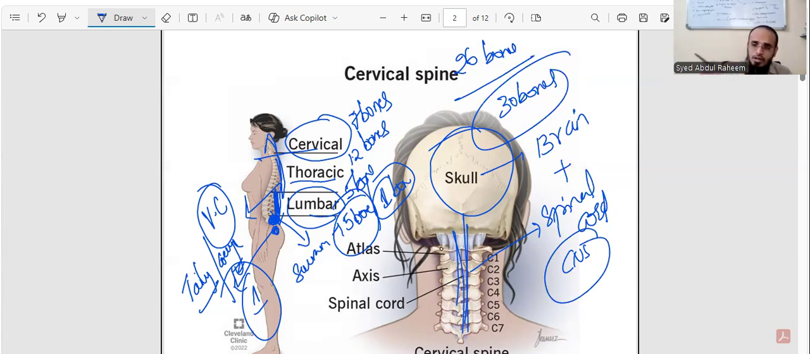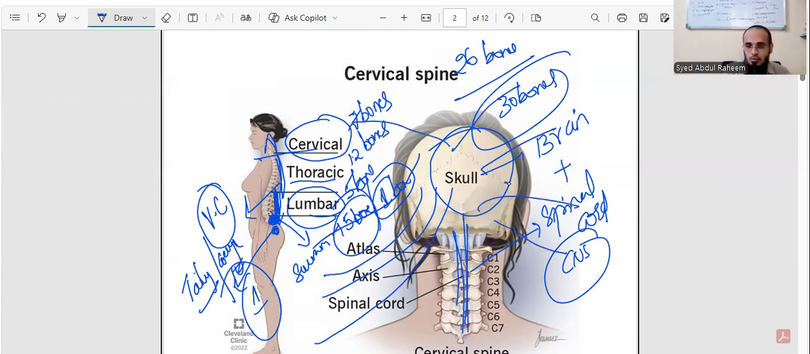From the brain and the spinal cord, some nerves arise. From the brain, you will have 12 cranial nerves. We will discuss these when neuro clinical anatomy comes, including Bell's palsy and trigeminal neuralgia in detail.